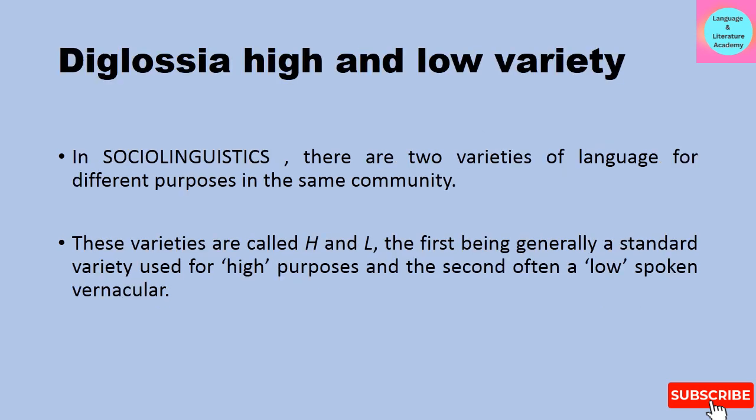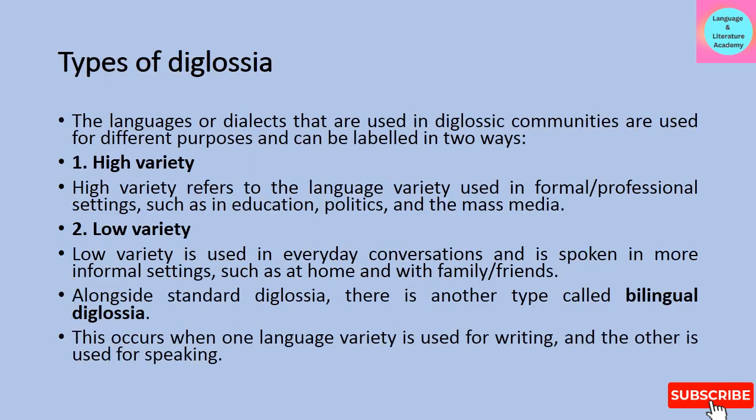Now let's see what the high and low varieties are in a diglossic situation. In sociolinguistics, there are two varieties of language for different purposes in the same community. These varieties are called H and L. H stands for high and L stands for low. The first is generally a standard variety used for high purposes, and the second is often a low spoken one.